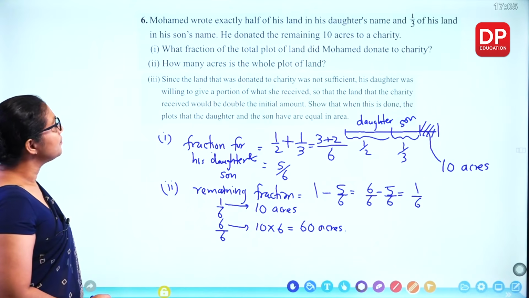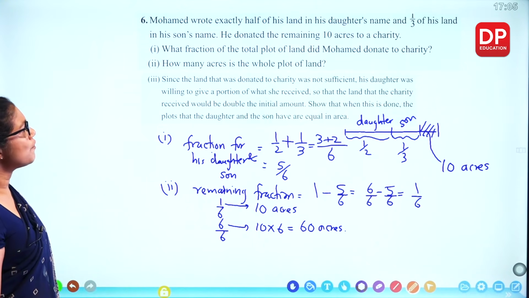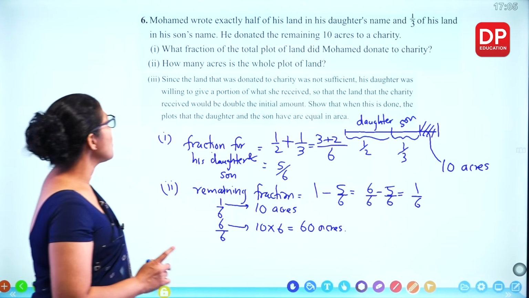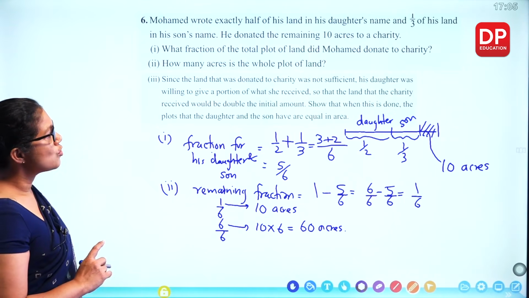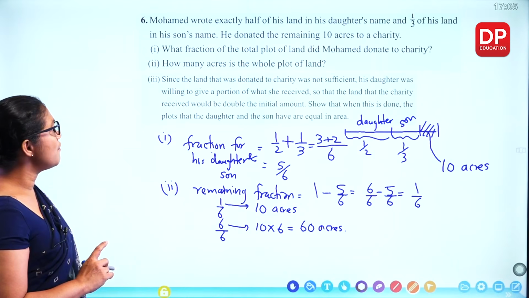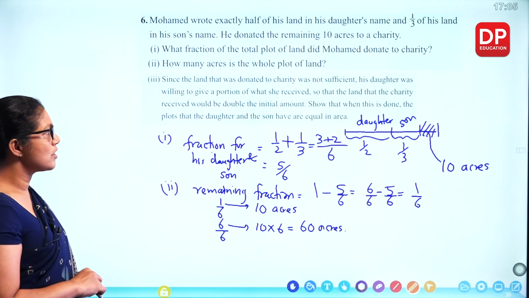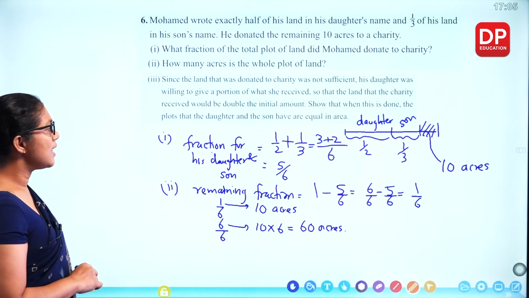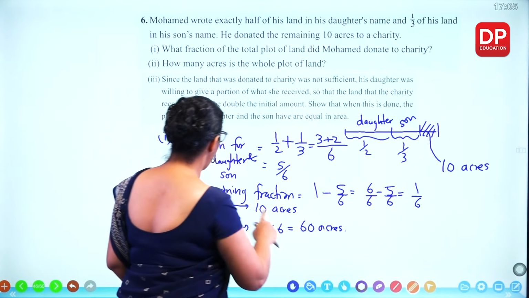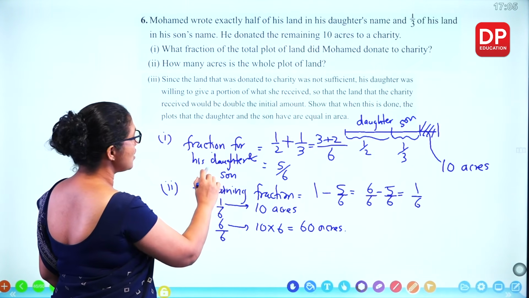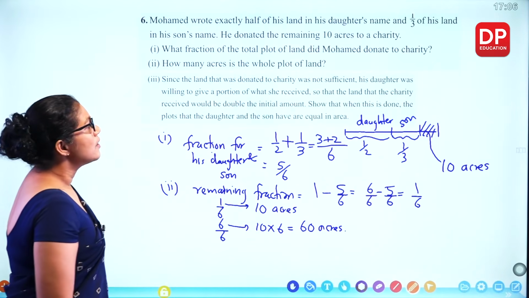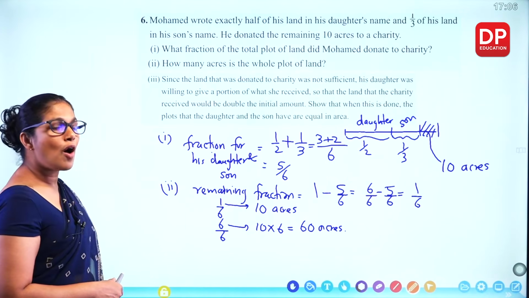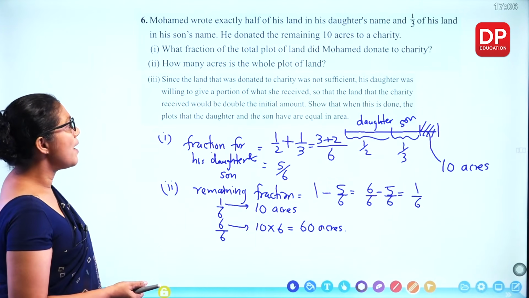Now the third part. Since the land that was donated to charity was not sufficient, his daughter was willing to give a portion of what she received so that the land that the charity received would be double the initial amount. So what's the initial amount given for the charity? So the fraction for the charity is 1/6. So double the amount. So how do you double this amount? You need to multiply by 2.